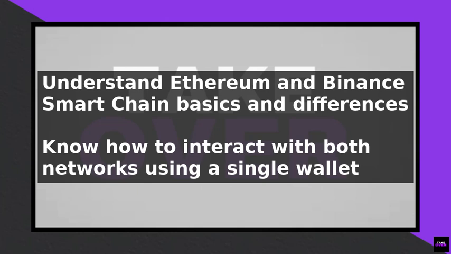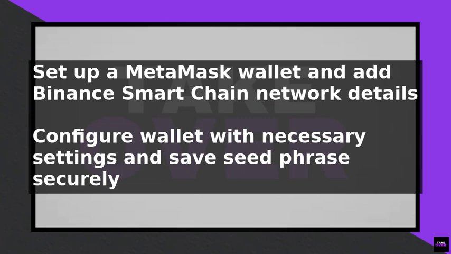Next, you need to add the Binance Smart Chain network to your MetaMask wallet. To do this, click on the MetaMask icon. Then click on Add Network, and enter the Binance Smart Chain details. The network name is Binance Smart Chain. The RPC URL is https://bsc-dataseed.binance.org. The chain ID is 56, and the currency symbol is BNB.